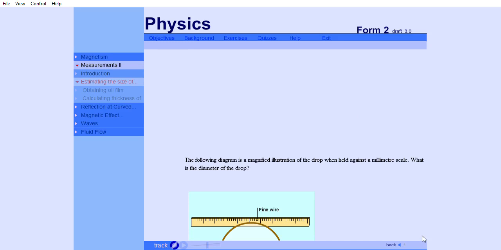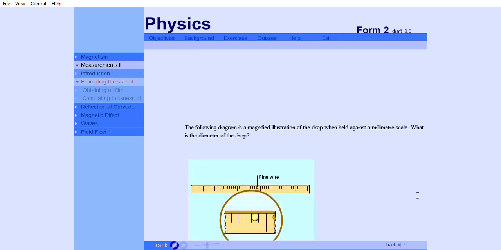The following diagram is a magnified illustration of the drop when held against a millimeter scale. What is the diameter of the drop?